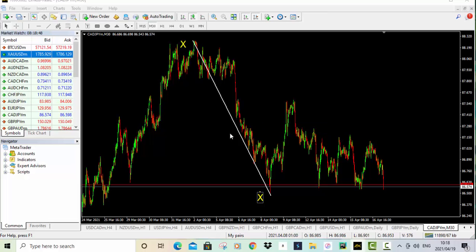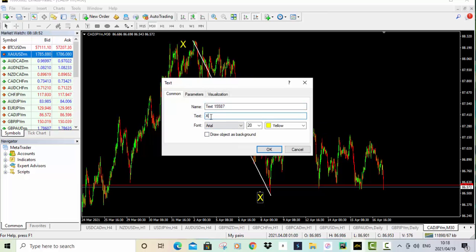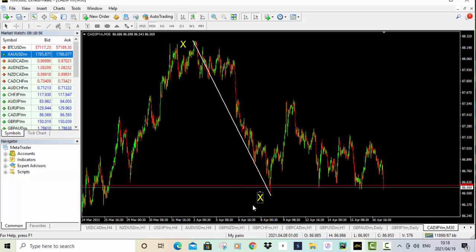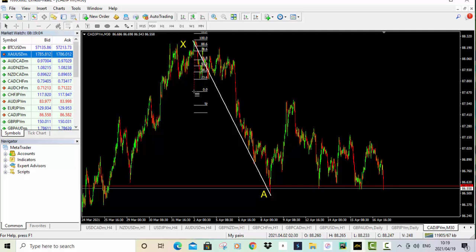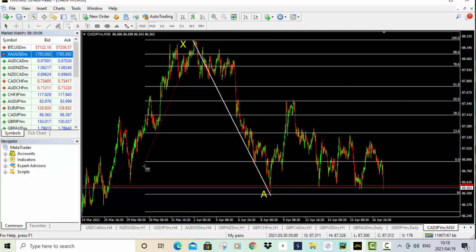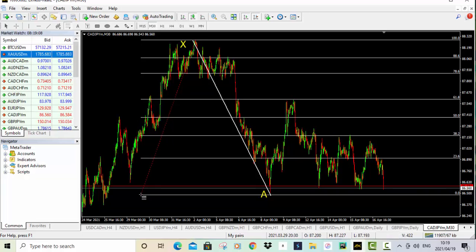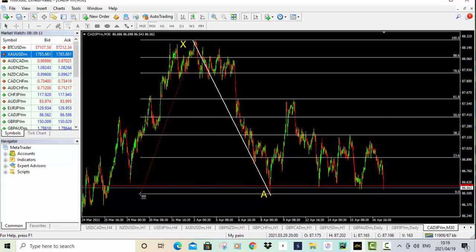X to A. Okay, guys. X to A leg. This is our X to A leg. So from there, what you want to do is take your fib zone from the X all the way to the wick of A. So you put it there, right?